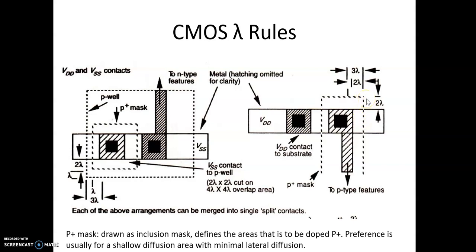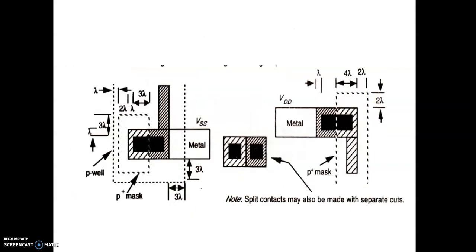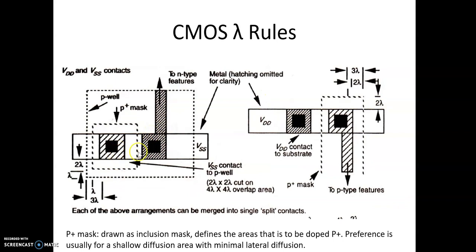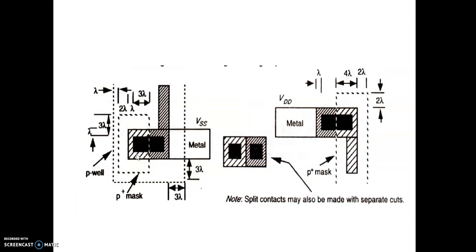So this is for a PMOS, the CMOS lambda rules. Then here this is for a PMOS again. Instead of having separate contacts like this, it can be merged.